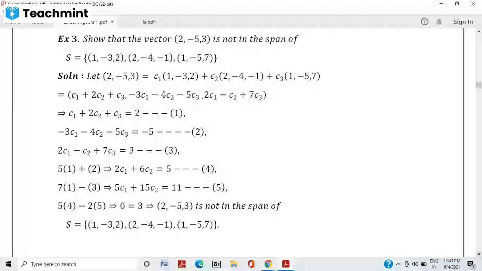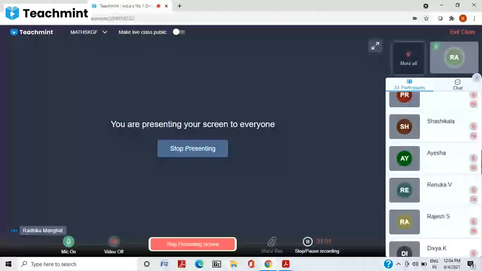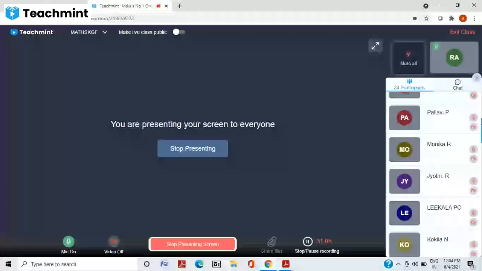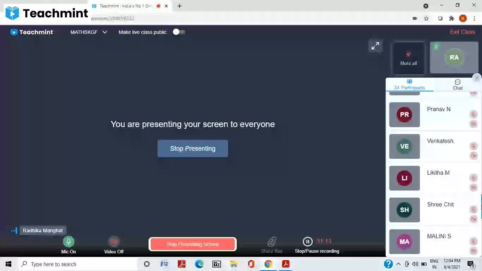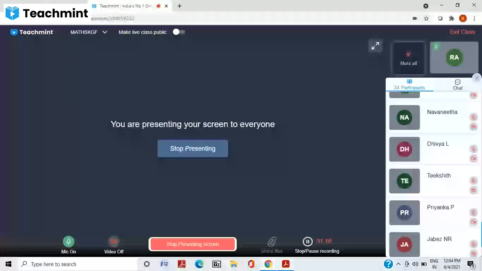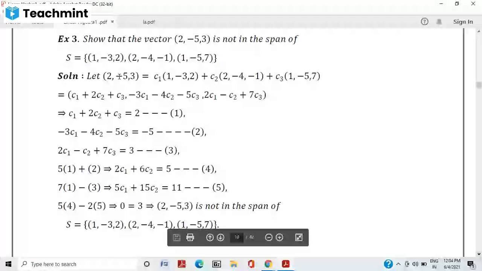For that, we take (2, -5, 3) written as C1 into the first element plus C2 into the second element plus C3 into the third element. Then we can add that and find out. Usha, tell me how we add that. We should add these vectors and find out the equations.